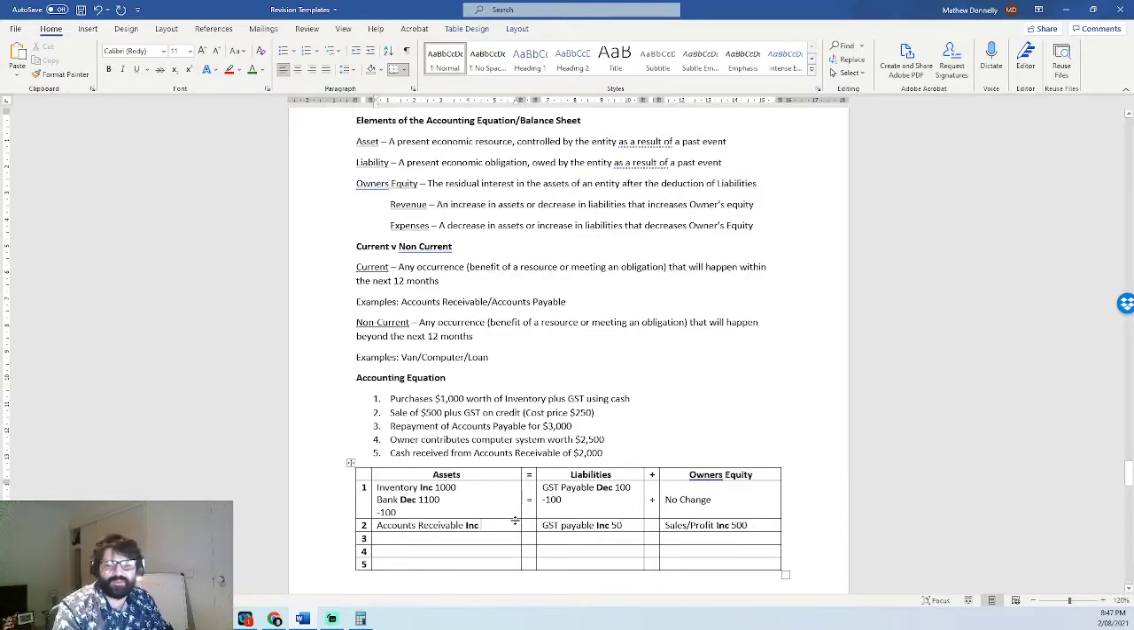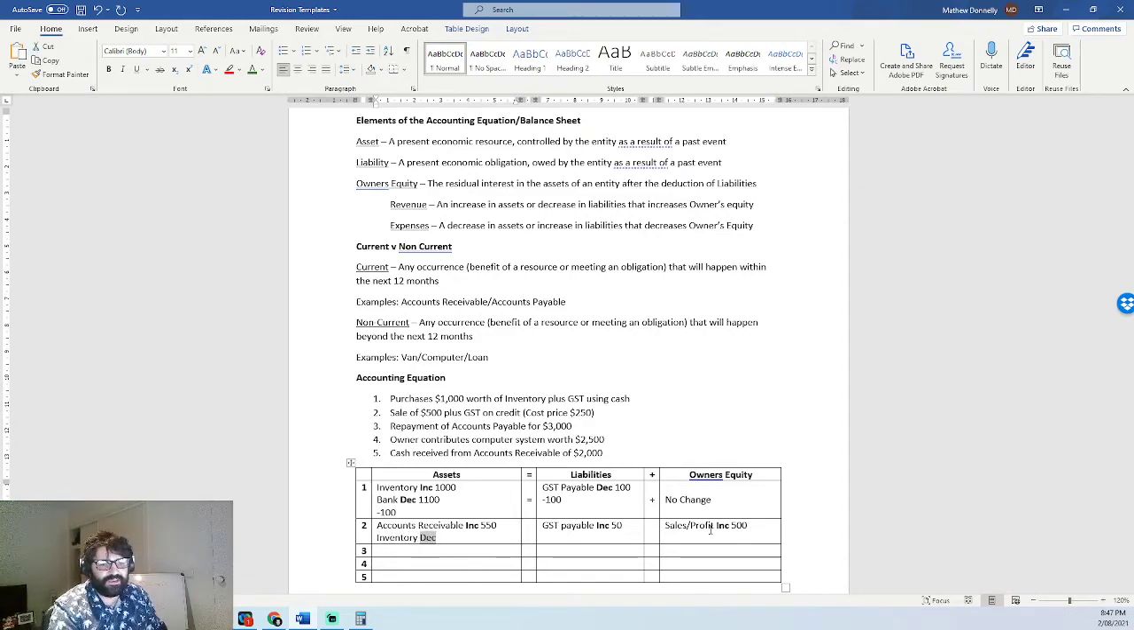And the combined amount of increase 50, increase 500 is 550. But that's not all, because we've got to do cost of goods sold. So below that, we go inventory, decrease 250, because that's the value of the inventory. And that is an expense. So we go profit, and we decrease it by 250. So that's how we're going to treat that.